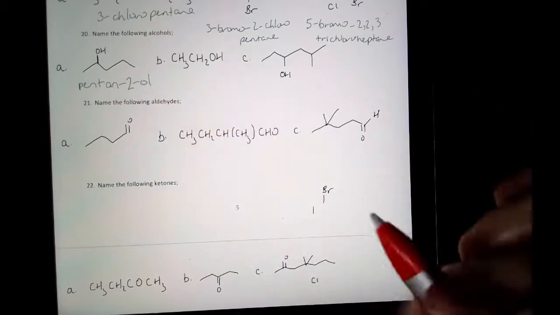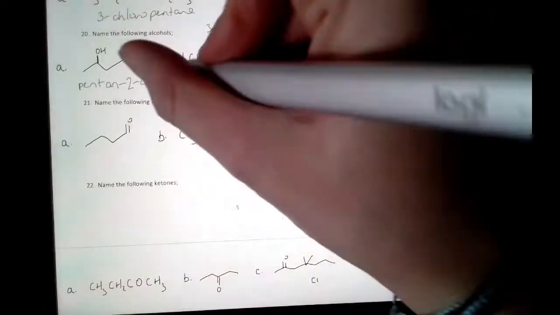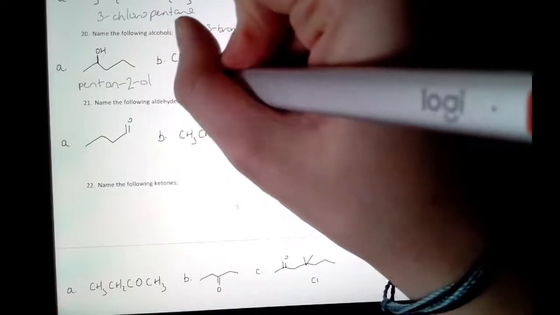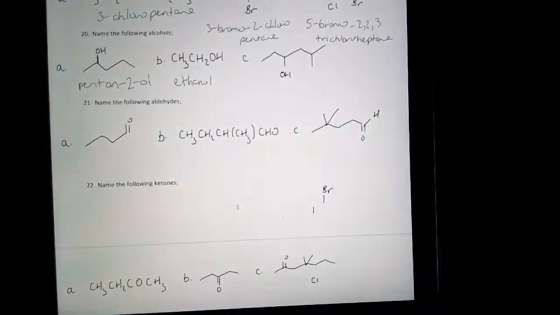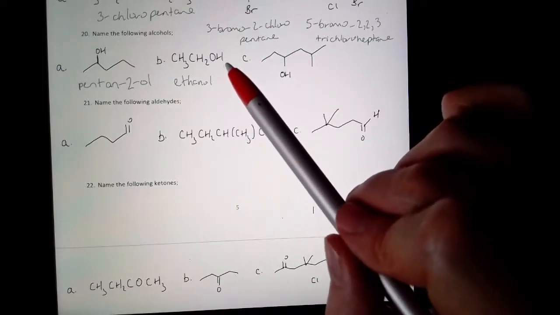In the next one, you've got CH3, CH2OH. You've only got 2 carbons. You've got your OH at the end. That is just going to be ethanol. In this case, I don't need to specify which carbon the OH is on because I'm always going to number that as carbon number 1.